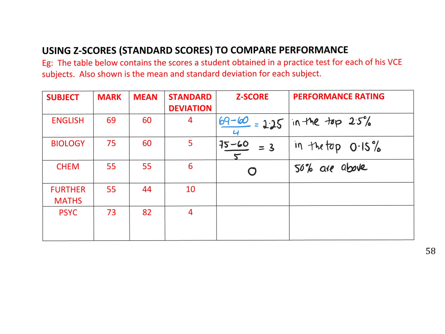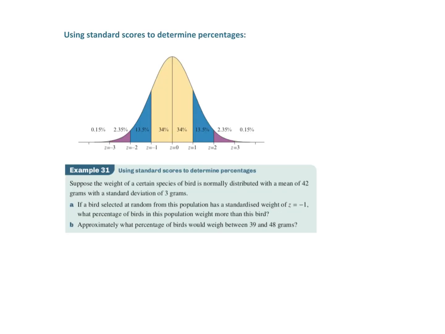So further maths, let's have a look. They got 55, but the mean was 44 and the standard deviation was 10, so they ended up with 1.1. So I'm going to say in the top 16%. And then if we look at the psych one, they got 73, but the mean was 82, and we end up with negative 2.25. So they're actually in the bottom 2.5%. So this type of thing could definitely come up on a SAT. Okay, so using standard scores to determine a percentage.